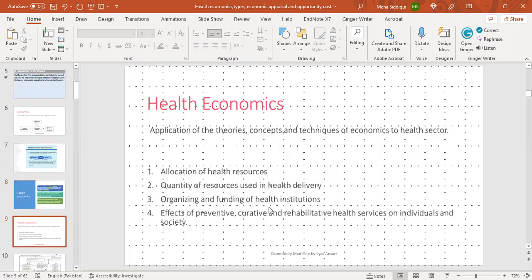So the applications of theories, concepts, and techniques of economics to health sectors all come under health economics. And it includes allocation of health resources, quantity of resources used in health delivery, organizing and funding of health institutions, and effects of preventive, curative, and rehabilitative health services on individuals and society.